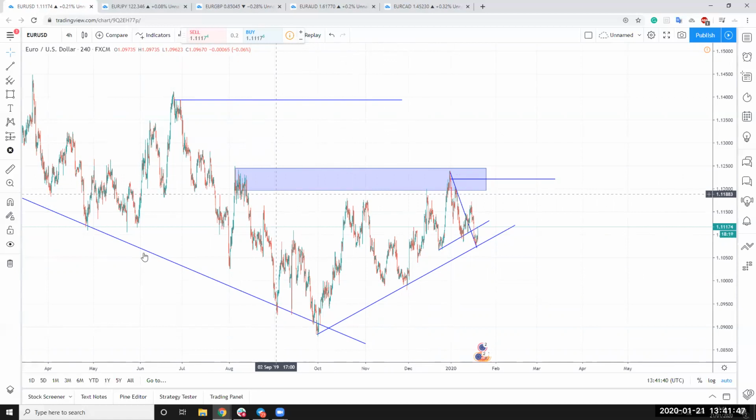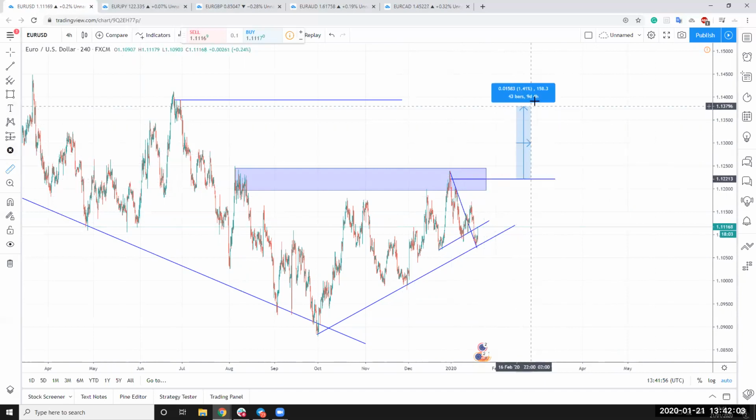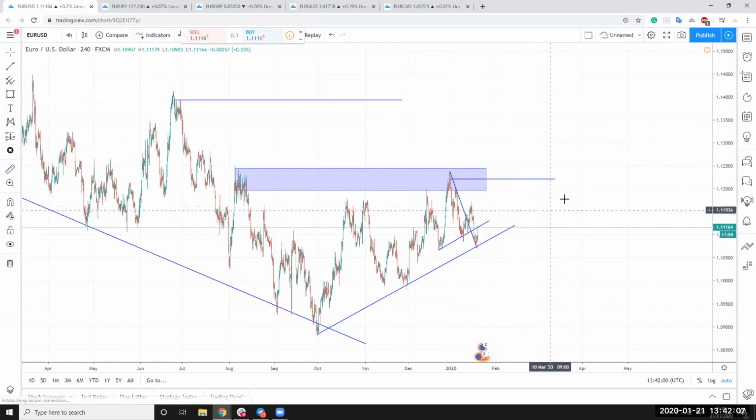Once it retested the order block, it dropped straight away, which means that we may turn bearish again. So this is an important level for me because if this level is taken out, I would look for buys to at least the next area, which is 180 pips away, which is more than enough for a nice trade.